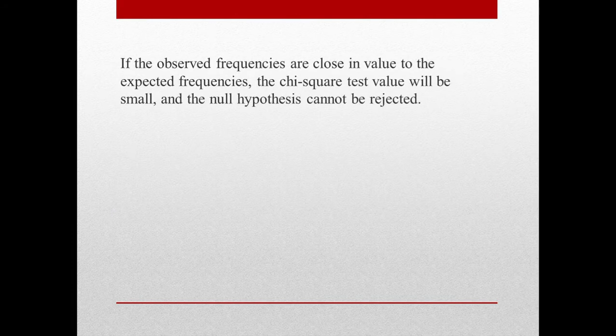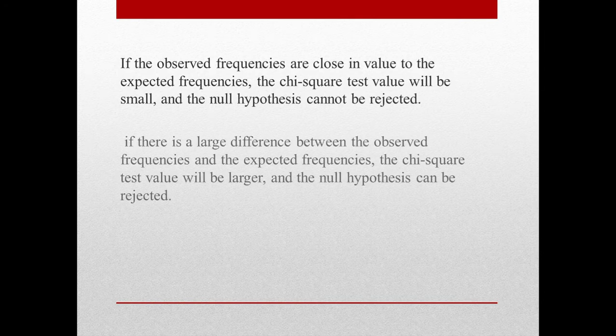If the observed frequencies are close in value to the expected frequencies, the chi-squared test value will be small and the null hypothesis cannot be rejected. If there is a large difference between the observed frequencies and the expected frequencies, the chi-squared test value will be larger and the null hypothesis can be rejected.